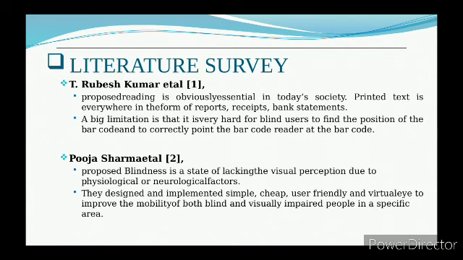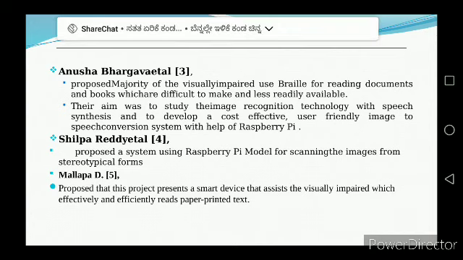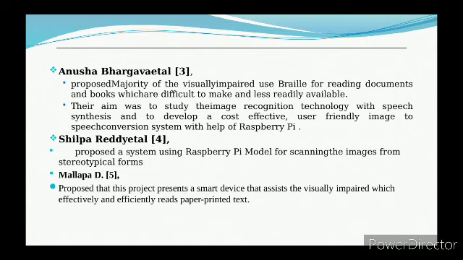The main component of this system is the ultrasonic sensor, which is used to scan a predefined area around the blind person by emitting waves. The reflected signals received from the barrier object are used as inputs to the Arduino microcontroller. Next, Anusha Bhargav proposed that the majority of the visually impaired use braille for reading documents and books, which are difficult to make and less readily available. Their aim was to study image recognition technology with speech synthesis and to develop a cost effective user friendly image to speech conversion system with the help of Raspberry Pi.